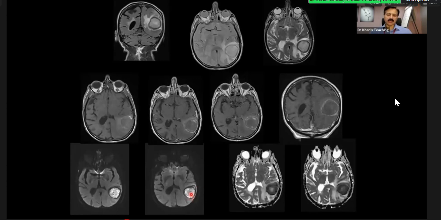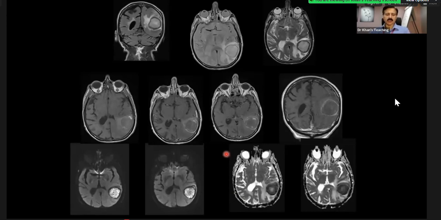If you look carefully, it is in the central portion, which correlates with this portion. And the wall does not show restriction. This is low signal on DWI. And so the portion which shows restriction is because of pus. And that is how you differentiate between a tumor versus an abscess.